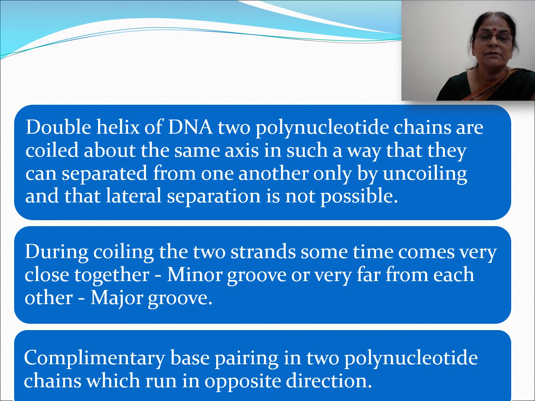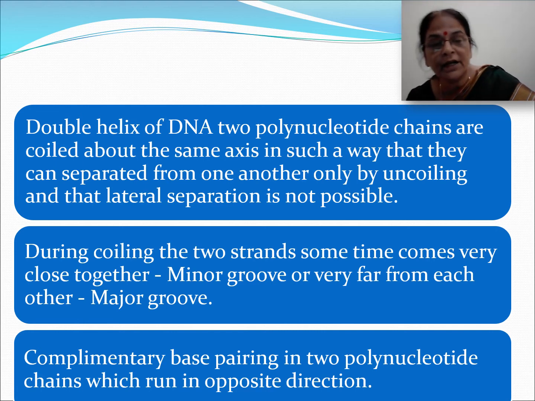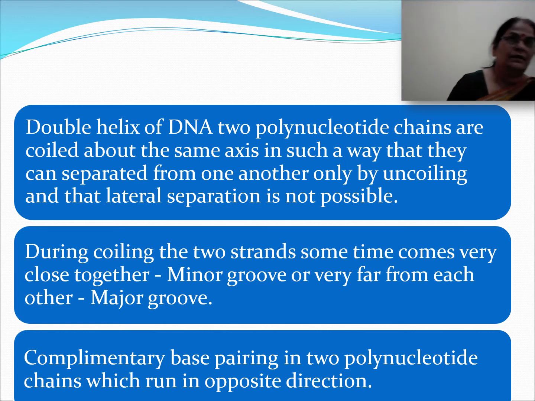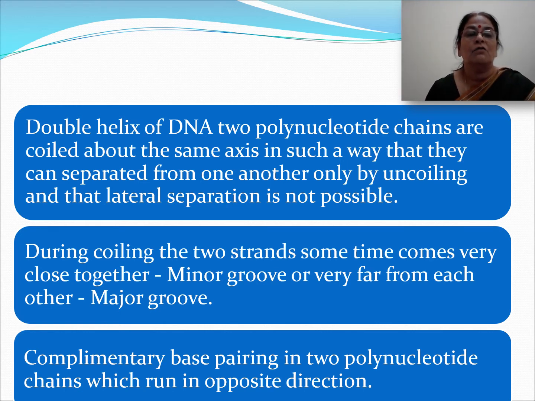Now, complementary base pairing in two polynucleotide chains is opposite. ये हम देख चुके हैं कि दोनों ही कैसे हैं. Yes, one word is there. You should know complementation. If one polynucleotide chain has adenine, then the parallel chain will have thymine in front of it.